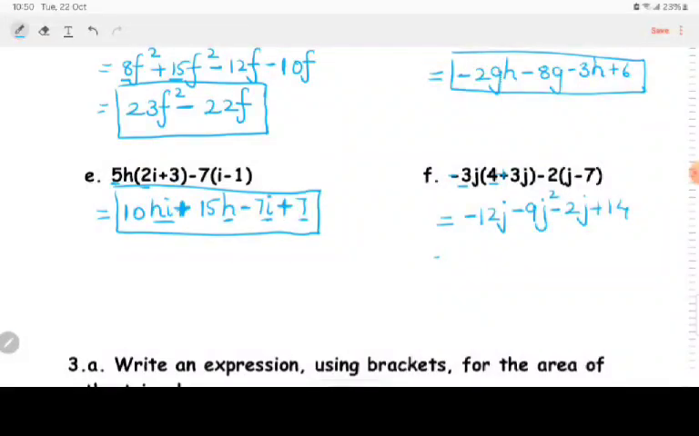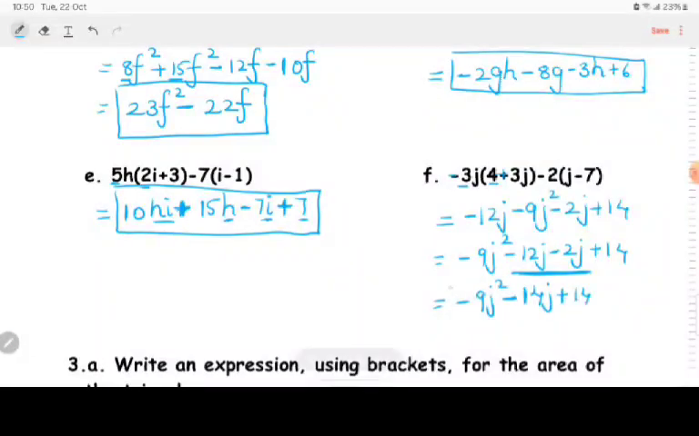Yes, we do. Minus 9J square minus 12J minus 2J plus 14. So these are the two like terms. Minus 9J square. Both are minus, so I'll put a minus sign. Since both are minus, they will add. So this becomes minus 14J plus 14.